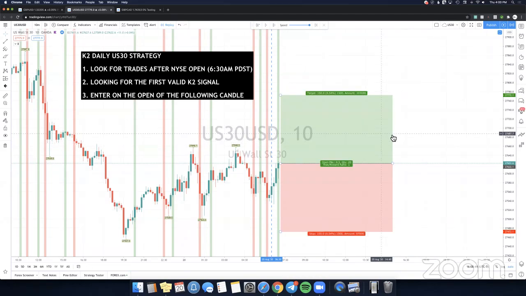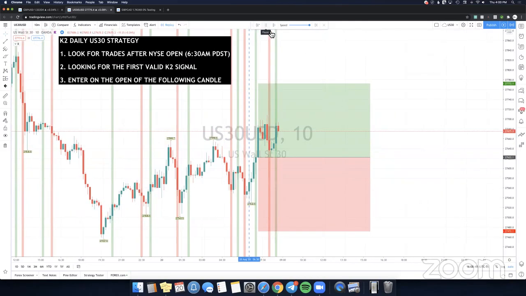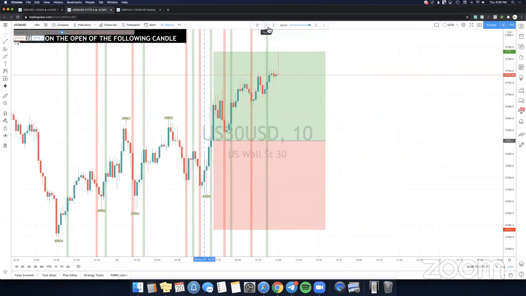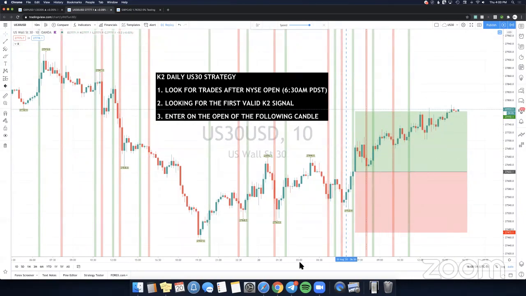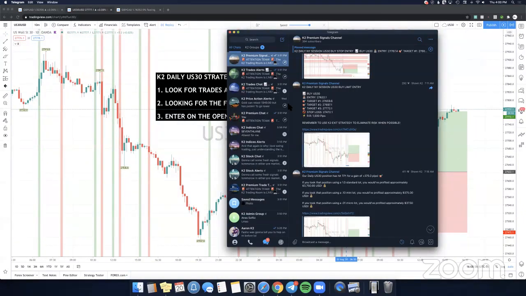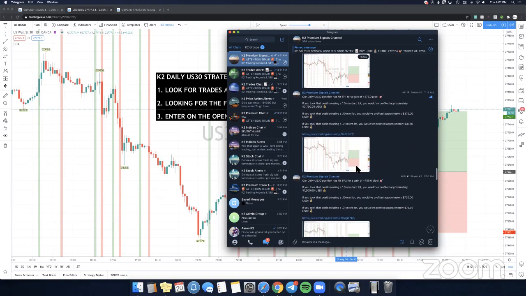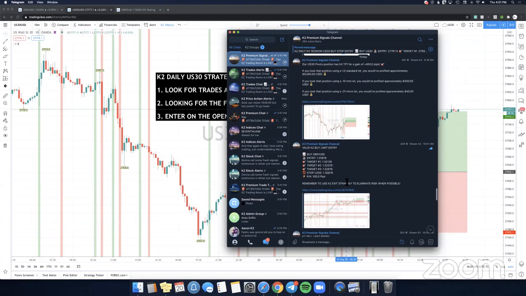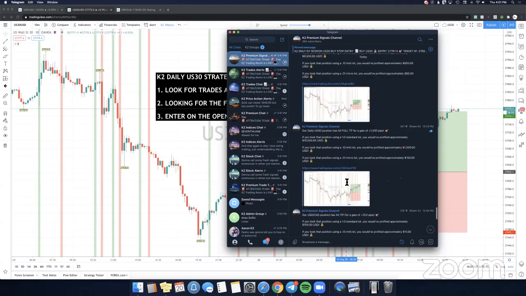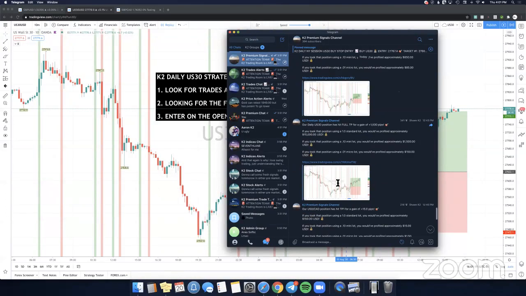So right here, here's the setup. We let it run. And what do you know? Full profit target, guys, right there. Boom. So right here, here's the signal, and then here's the updates. TP1 was hit, TP2 was hit, and then full TP was hit right here. So if you took my trade, then you would have hit full TP.